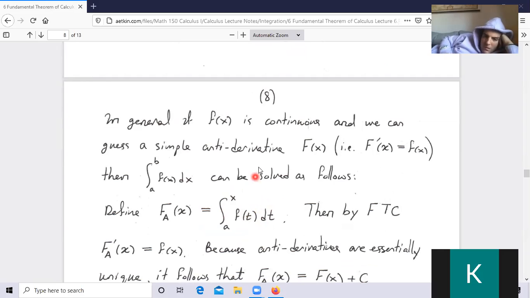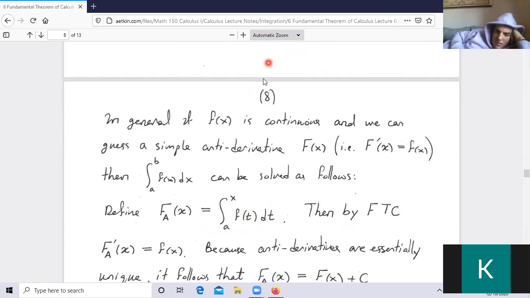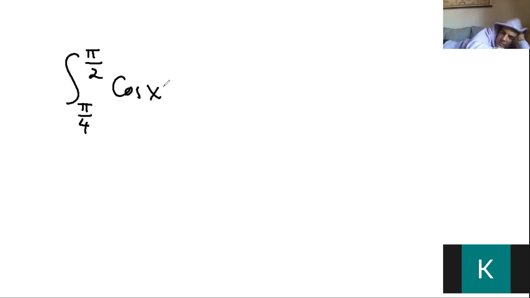Let me do that maybe with a particular example so that you hopefully can follow. Suppose that I wanted to integrate from 0, or let's do it like this, let's do it from pi over 4. I want the integral from pi over 4 to pi over 2 of cosine x dx. I want to know this. It's not easy to do using Riemann sums. Do you agree?